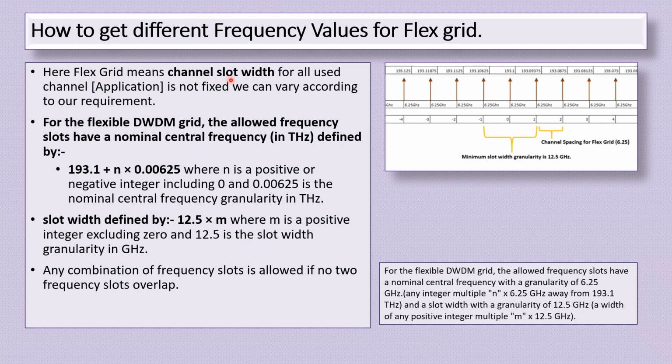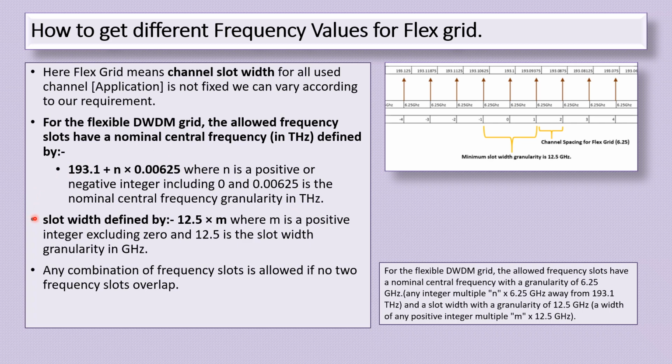It means that the channel slot width for the channel which is used is not fixed, and we can vary it according to our requirements. For the flexible DWDM grid, the allowed frequency slots have a nominal center frequency defined by this standard formula, by which you can get the different frequency values for the flex grid. This is 193.1 plus n times 0.00625, where n is a positive or negative integer including 0, and 0.00625 is the nominal center frequency granularity in terahertz.